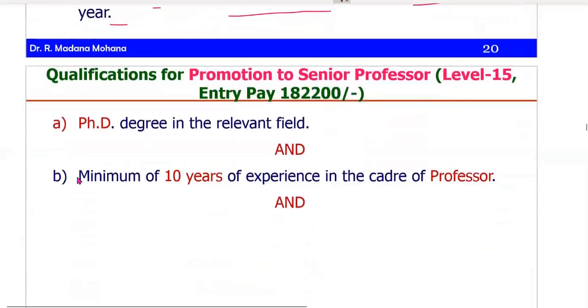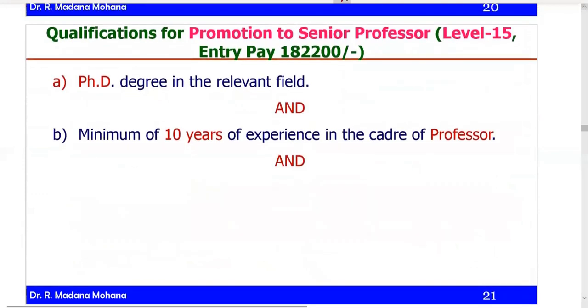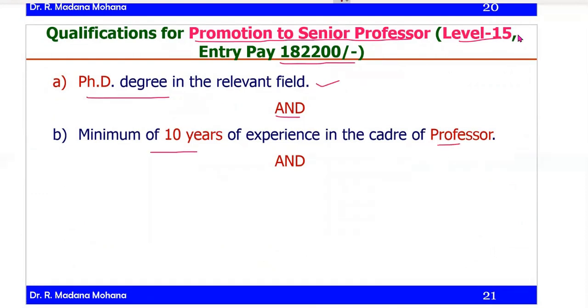So then next category, promotion to senior professor. Already you are at professor level. So if you want to be promoted to senior professor, what are the requirements? Qualifications for promotion to senior professor, this is called level 15. The entry pay is 1,82,200. So the minimum requirement is a PhD degree in the relevant field and minimum 10 years of experience in the cadre of professor. So in the professor cadre, minimum 10 years needs to be completed.